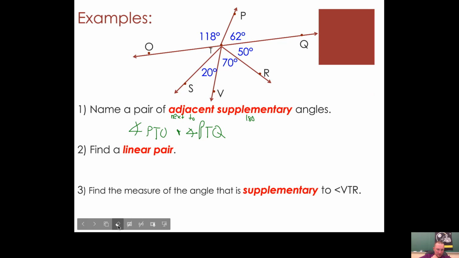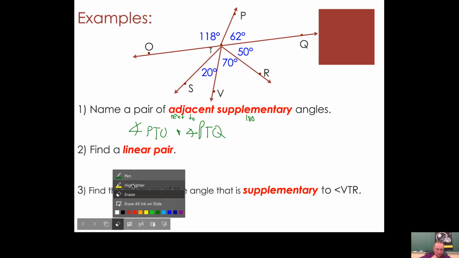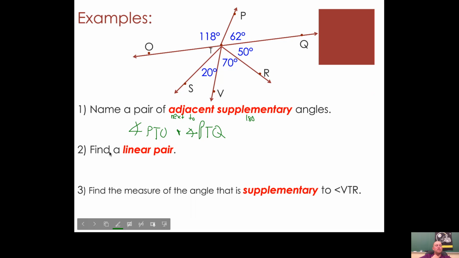Okay, got that to erase, so that's good. Find a linear pair. That's what number 2 says. Well, think about what a linear pair is. Linear pairs are angles that are next to each other, and they make a line. Adjacent supplementary is the same thing as a linear pair. So if you wanted to give this answer down here, you could. But since there's many other adjacent supplementary angles, linear pairs, maybe we'll go with another name.